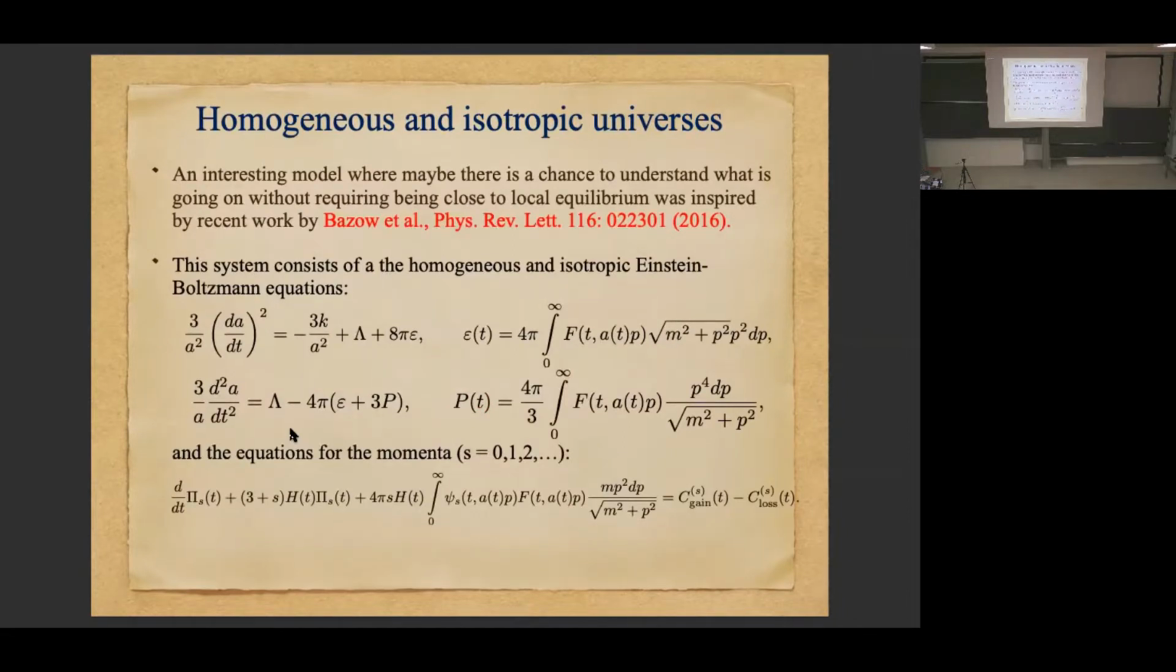Okay, and then a few years ago, there was a very nice paper by Basov and collaborators. This was in Physical Review Letters, where they were able to find an exact solution of the full Boltzmann equation for the full collision kernel, and I think that's a very nice model. And let me just tell you two things. One thing that's interesting that happens in this model.